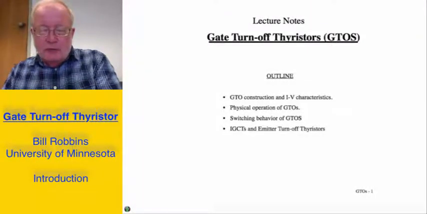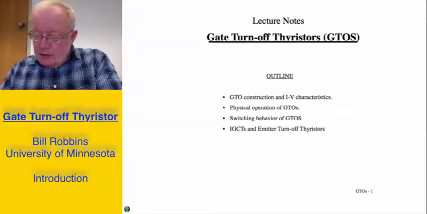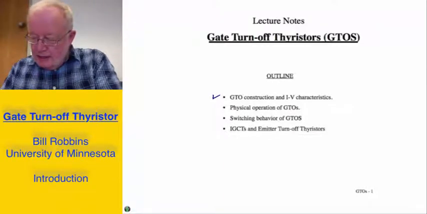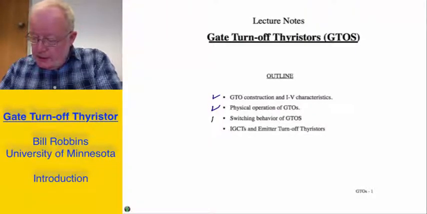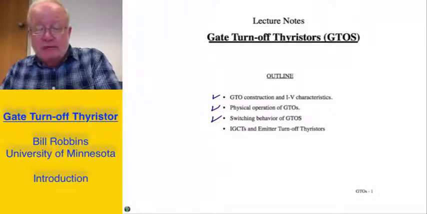In this video I'm going to talk about gate turnoff thyristors, or GTOs for short. I'm going to talk about the following topics. First, their basic structure and IV characteristics, and then the physical operation of GTOs, especially the turnoff operation. Then I'll talk about the switching behavior of the GTOs, the IV characteristics as a function of time. And then finally talk about a couple of derivatives of the GTO, the so-called GCT and emitter turnoff thyristors.